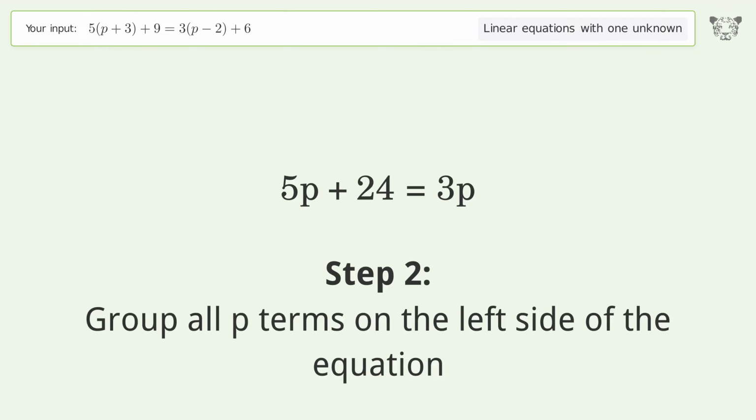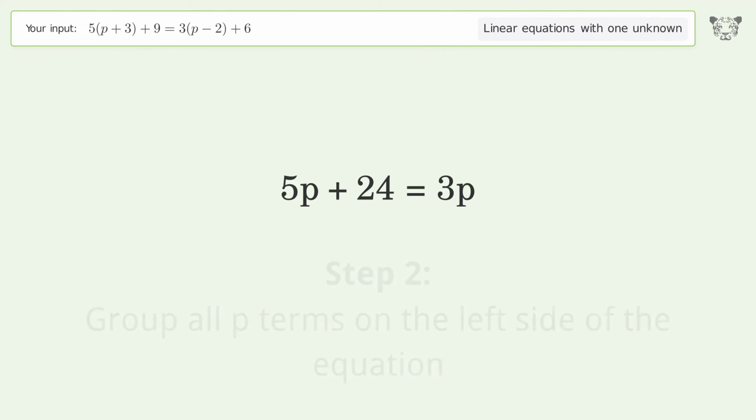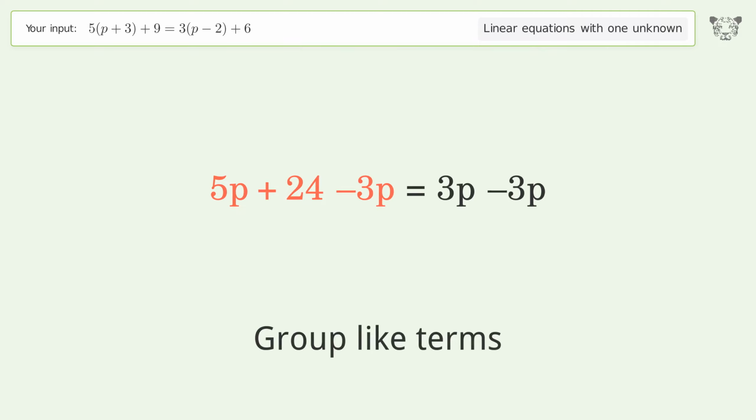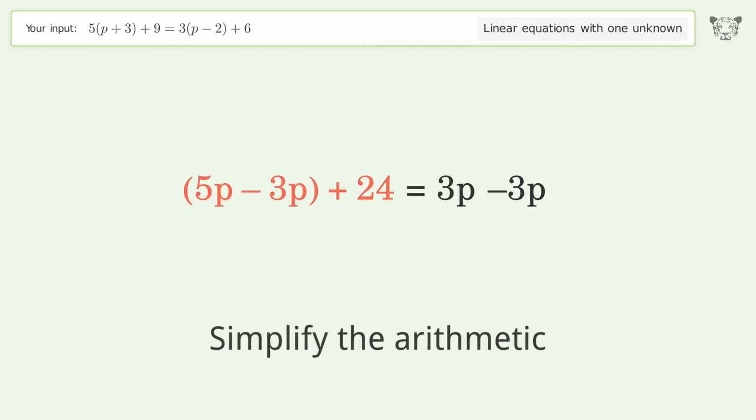Group all p terms on the left side of the equation. Subtract 3p from both sides. Group like terms. Simplify the arithmetic.